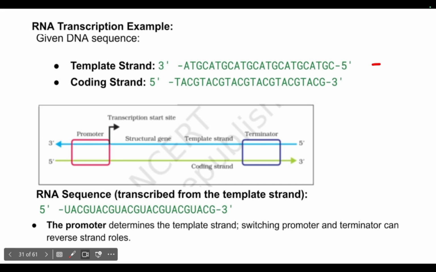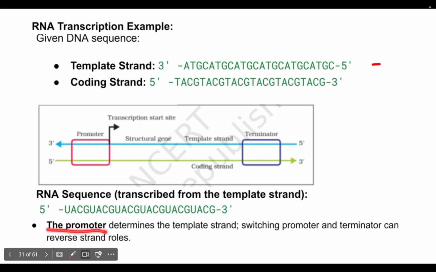Now, if I ask the same question with respect to the template strand, the promoter is present toward the 3' end of the template strand and the terminator is present toward the 5' end of the template strand. So in this way, statement-based questions can be made regarding the position of the promoter, the position of the terminator, finding the RNA sequence, and finding the polarity of the template strand, coding strand, and RNA sequence.